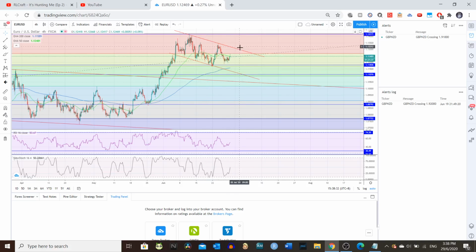If it breaks out over here, then there's nothing you can do, right? You just miss the trade. But I'm waiting for price to retrace to this level, the bottom of this descending channel, and I'm going to place another buy order there so I can get maximum benefit.